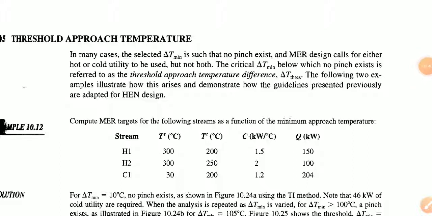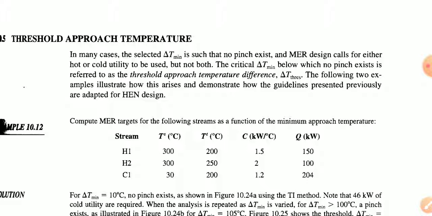This is example 10.12. Compute the maximum energy requirement for the following streams as a function of minimum approach temperature. In many cases, the selected delta T minimum is given. The streams given are H1, H2 and C1: two hot phases and a single cold phase.